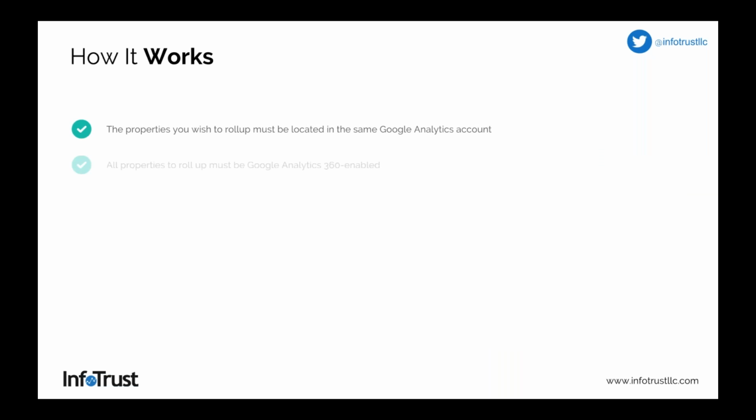So a few things that you need to know about how it works. The properties that you want to roll up must all be within the same Google Analytics account. This is one caveat. If you have 5 different accounts and you want to roll up a property in all 5 accounts, you actually have to move those properties first into the same account.